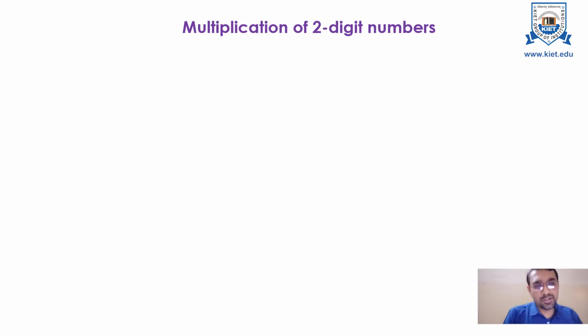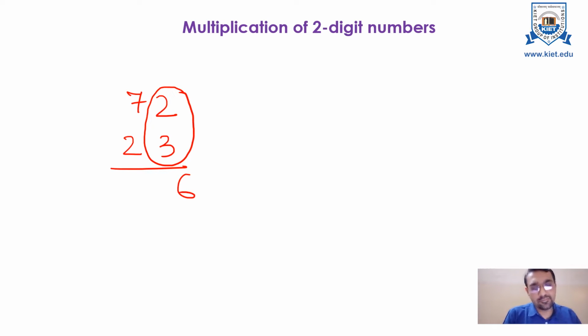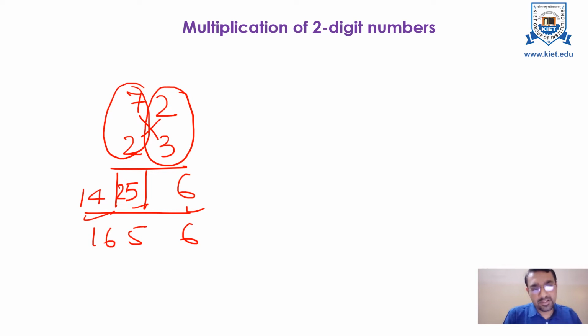Okay, take the next example. Let's say the numbers are 72 and 23. What you have to do? You have to multiply the rightmost digits first. 3 into 2, 6. Multiply the leftmost digits 7 into 2, 14. Thereafter multiply the diagonal numbers 7 into 3, 21, 2 into 2, 4. 21 plus 4, 25. Now you have to take the one's digit: 6, 5, and 14 plus 2, 16. So 1656. I hope this is very easy. Okay, take one more example.